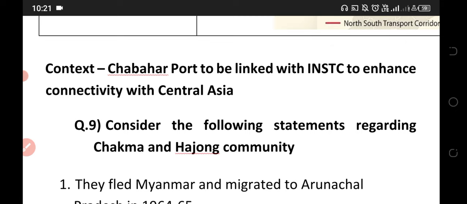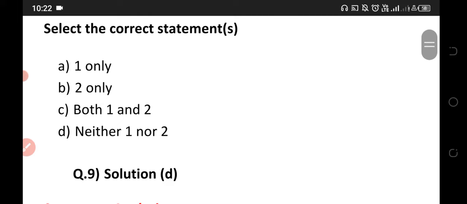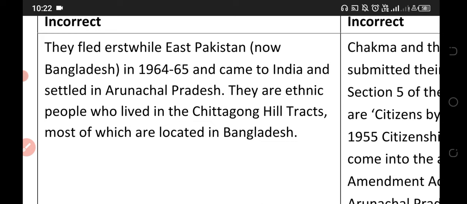Consider the following statements regarding the Chakma and Hajong communities. They fled Myanmar and migrated to Arunachal Pradesh in 1964-1965. They have been granted citizenship under the Citizenship Amendment Act 2019. Which are correct? I think D, neither one nor two, because they fled erstwhile East Pakistan, now Bangladesh. They fled from Bangladesh in 1964-1965, came to India and settled in Arunachal Pradesh.